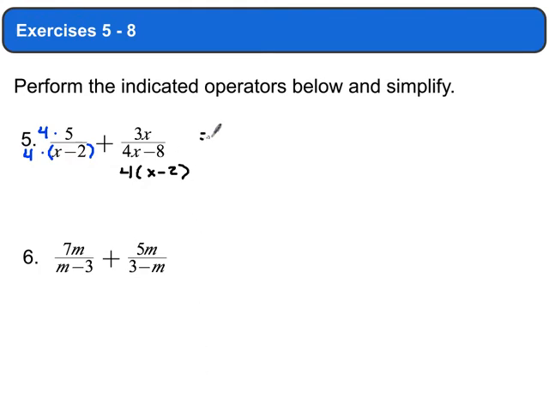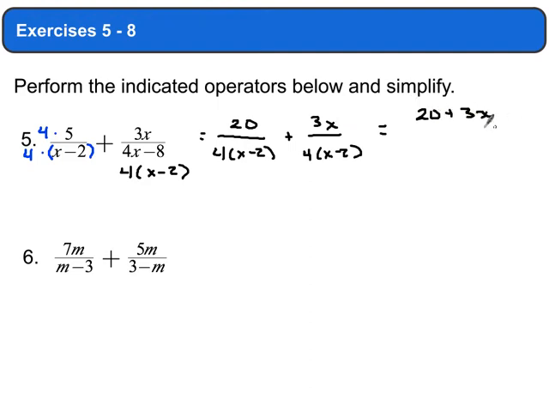So that means my new fractions look like this. 20 over 4 times x minus 2, plus 3x over 4 times x minus 2. Now my denominators are the same. I can add my numerators, and that's going to give me 20 plus 3x, and then I leave my denominator exactly the same.